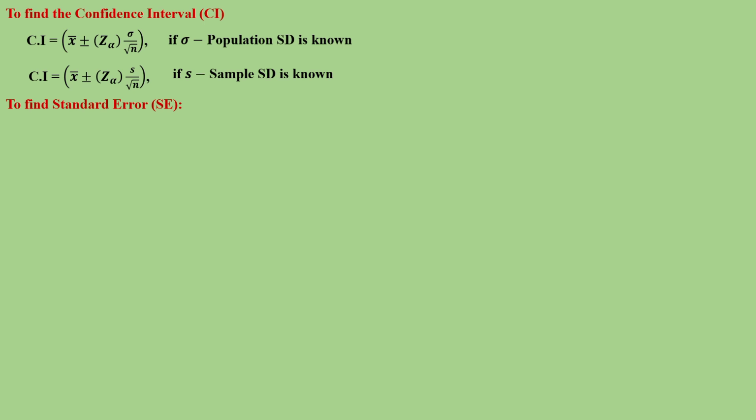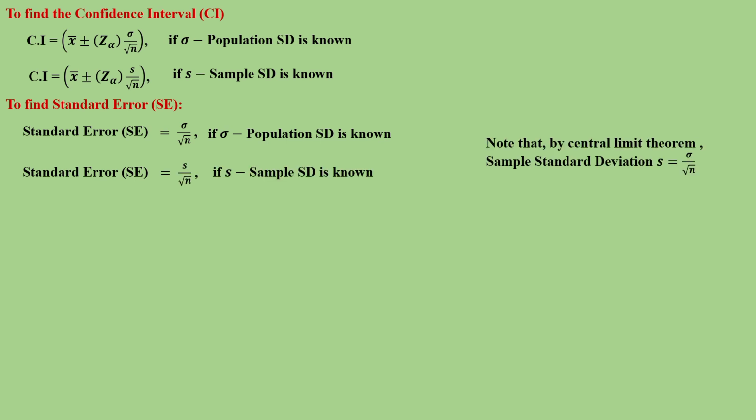Next we are going to find the standard error formulas. Standard error SE is equal to sigma by root n if the population standard deviation sigma is given. If it is not given, and instead the sample standard deviation is given, you have to use the formula s by root n. By the central limit theorem, the standard error is sigma by root n.